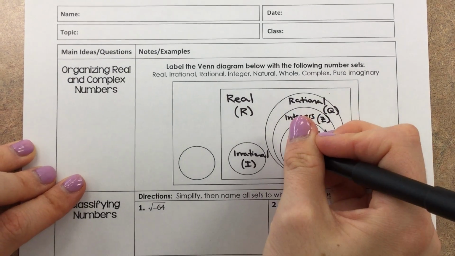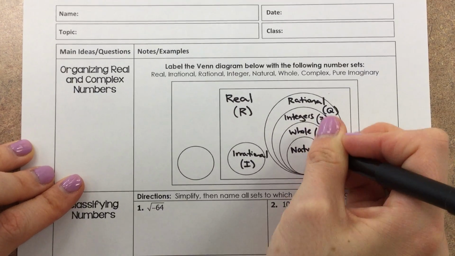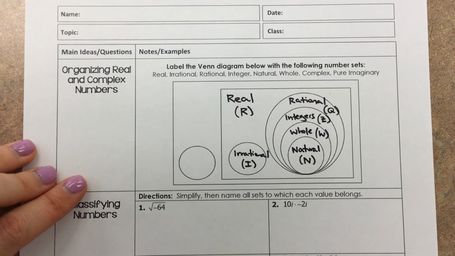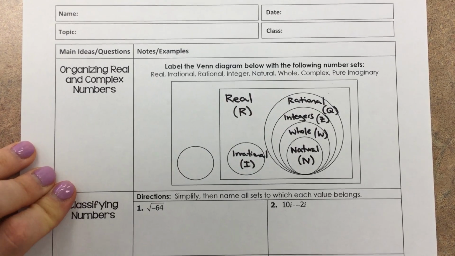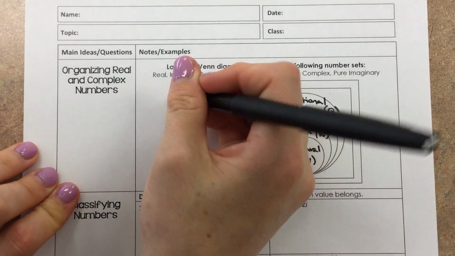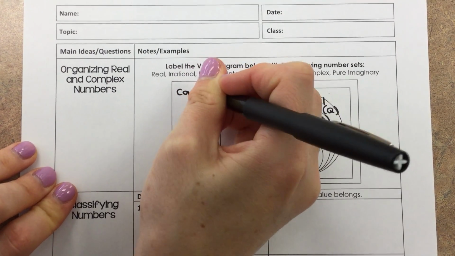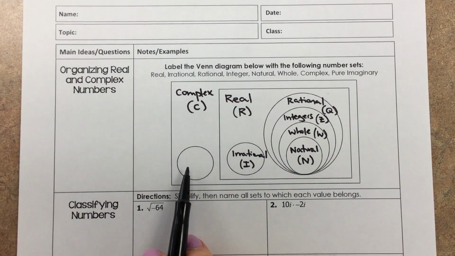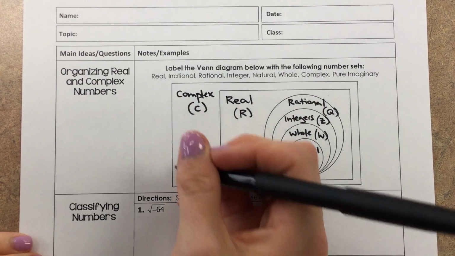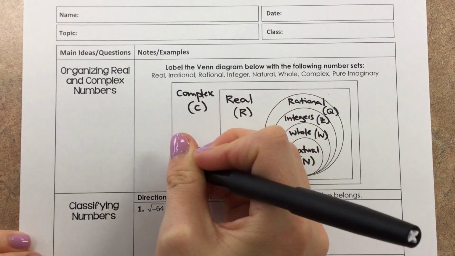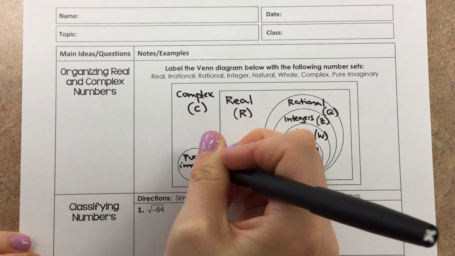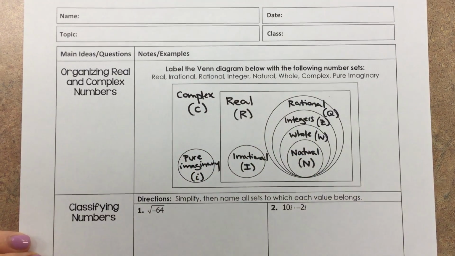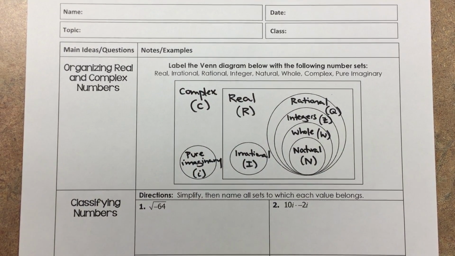And the smallest subset would be the natural numbers, which is super similar to the wholes. It just doesn't include zero. The natural numbers are just 1, 2, 3, 4, 5, etc. So now an even larger group that encompasses all of these, the one we just learned, is the set of complex numbers. And we use a C for complex. And then there's this other teeny little value right here. These are the pure imaginary numbers. These are the ones that don't have a real part at all. They just have an I, like 2I, negative 3I, something like that.